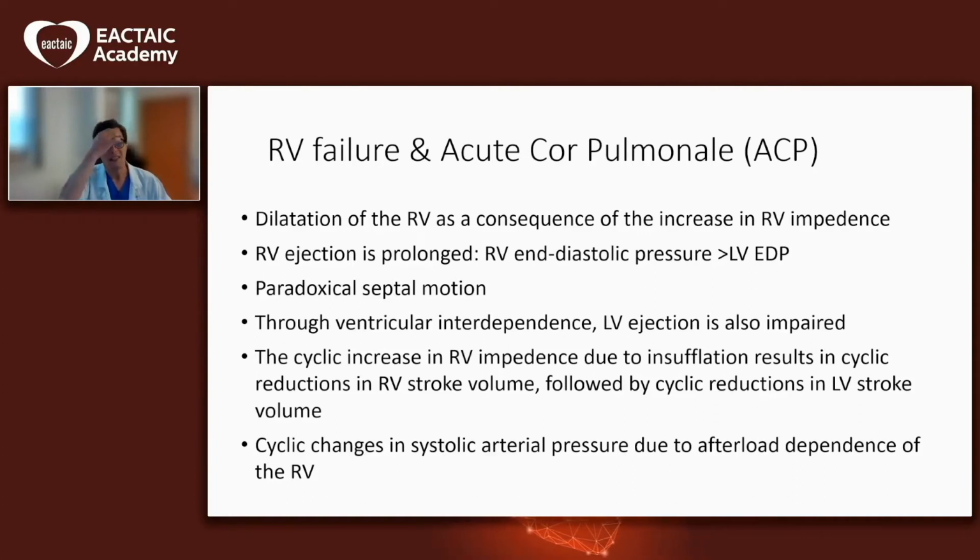And therefore, the cyclic increase in right ventricular impedance due to insufflation results in reductions in stroke volume from the right ventricle, which are followed by cyclic reduction in the left ventricular stroke volume. These changes in stroke volume will induce variations in systolic arterial pressure, but this variation in systolic arterial pressure with ventilation is not due to preload dependence, but reflects afterload dependence of the right ventricle.